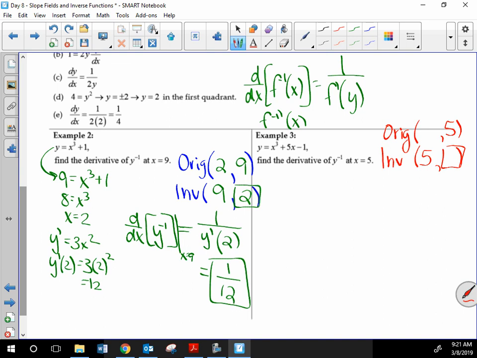Okay, so let's go ahead and plug that in. 5 equals x cubed plus 5x minus 1. Let's move everything to one side and try to factor. So I get x cubed plus 5x minus 6 equals 0. Can we factor that easily though?